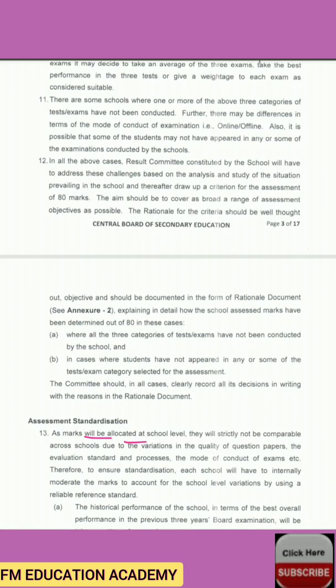As marks will be allocated at school level, they will strictly not be compared across schools due to variation in the quality of question papers. Some question papers of a particular school will be hard, and some question papers will be easy. So as the question paper level is different, in this year, that is 2021, no one should compare the marks of different schools. Therefore, to ensure standardization, each school will have to internally moderate the marks to account for the school level variations by using a reliable reference standard. Taking a reference standard, the school has to modify those marks so that they are standard.